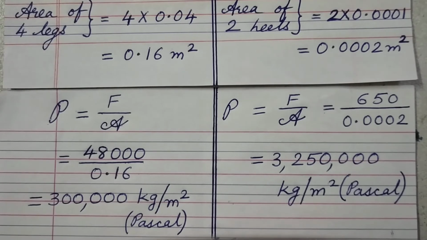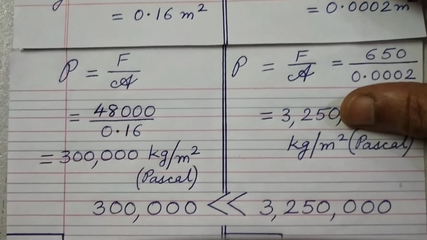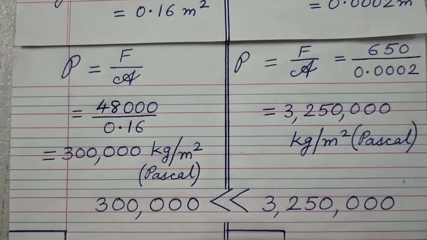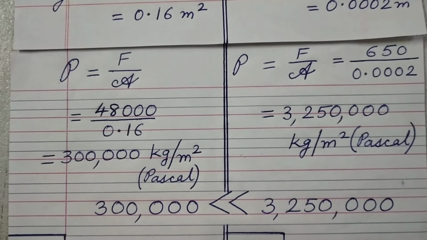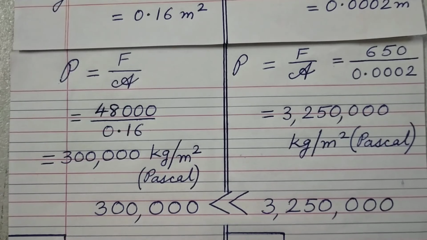Now in case of elephant, pressure is force upon area, so 48,000 upon 0.16, that is 300,000 kilograms per meter square. That is the pressure exerted by the elephant. On the other hand, the pressure exerted by the two heels is 650 upon 0.0002, that is 3,250,000 kilograms per meter square, or you can also call it pascals. So this goes to show that 300,000 pascals is way less than 3,250,000 pascals exerted by the lady because of the high-heeled sandals that she is wearing.